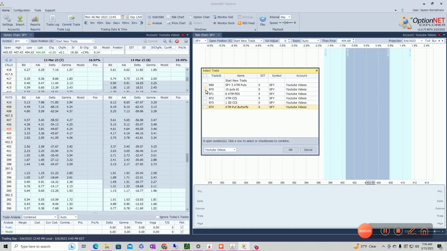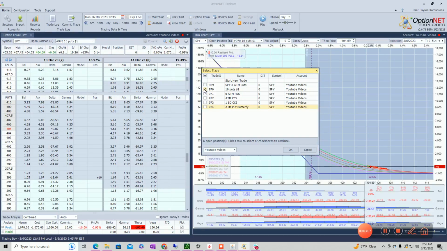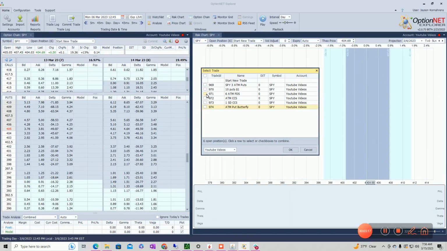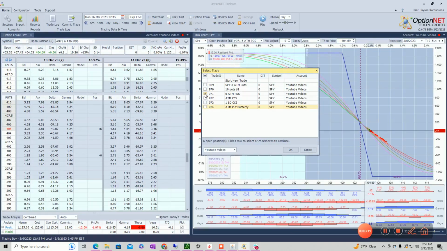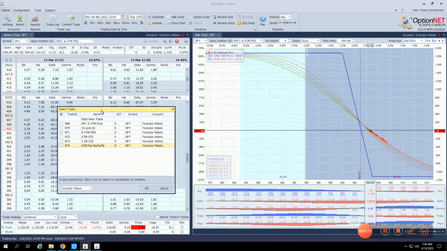So we're going to say 10 puts at $1. We went out to what put cost us $1, and we bought 10 of them. Then we're going to do 6 at the money put debit spread. So we're buying 1 at the 405 and we're selling 6 out. Now the total cost on that one was right around $1,125, just over $1,000. You can see the risk graph on that.